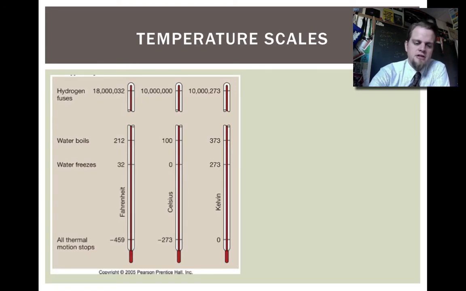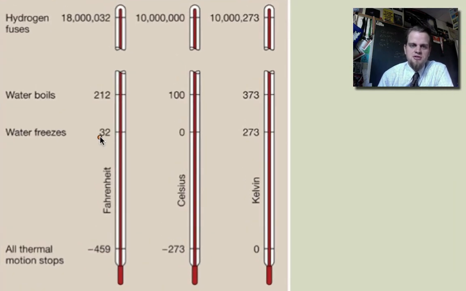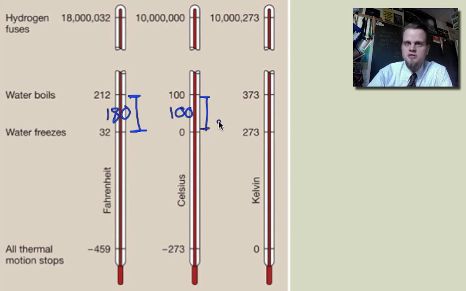Okay? If you take a look at this, you will see water freezes at 32 degrees Fahrenheit. Okay? And it boils at 212. Now, what that shows us is that there are, what is it, 180 degrees in between freezing and boiling. Now with Celsius, though, there's 100 degrees between boiling and freezing. So they're different scales. All right.